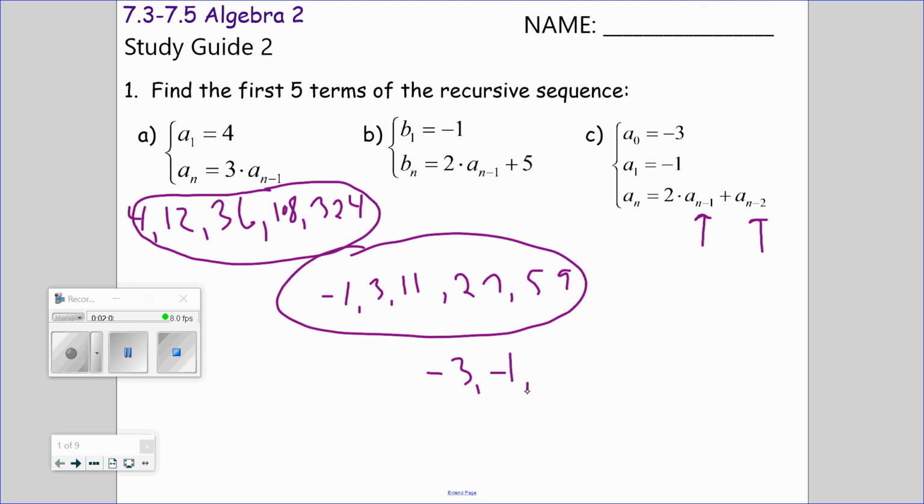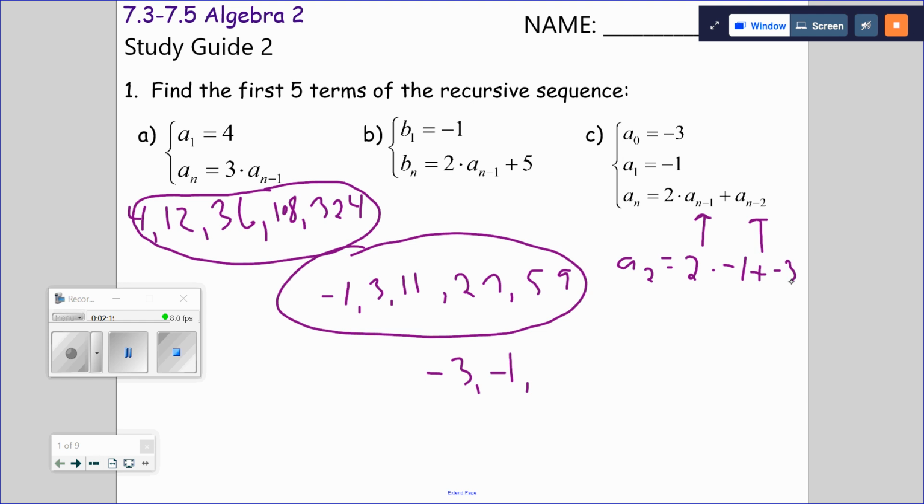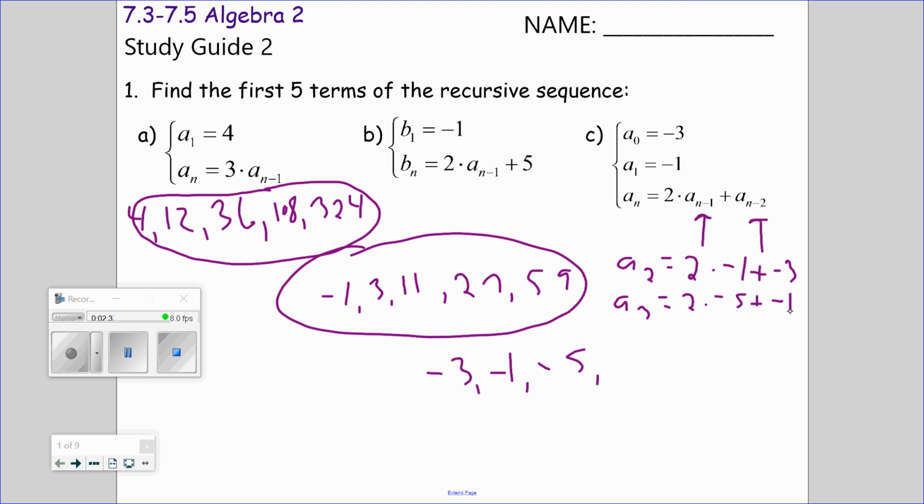To get the next term, I should have probably showed my work a little better on this. So for the next term, A2, I would do 2 times the previous term plus the term before that. So my work is -2 plus -3, so -5. The next term would be A3. I would do 2 times the previous term, so 2 times -5, plus the term before that. So it's -10 plus -1, or -11.